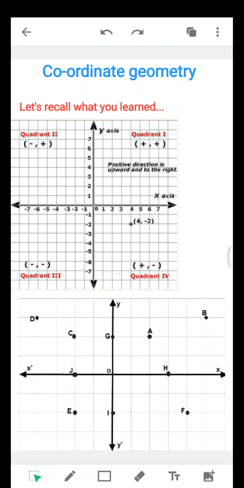both positive, they come in the first quadrant, then the point of the form x comma 0 comes on x-axis. You remember that this H is 1, 2, 3, so the point H is 3 comma 0. So points of the form x comma 0 lie on the x-axis. What is the point J? J is minus 2 comma 0.